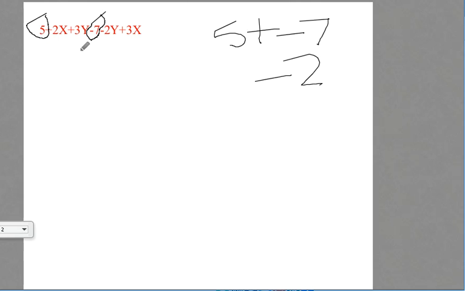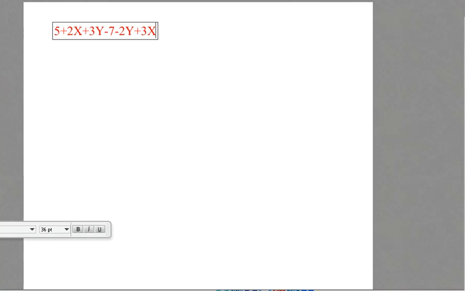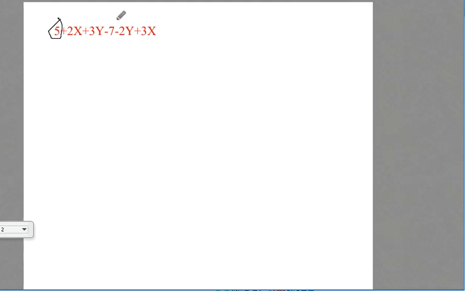Okay. The next one, oh, sorry about that. I'm not quite sure what I did to make that disappear, but we just said that 5 and a negative 7 are a negative 2.